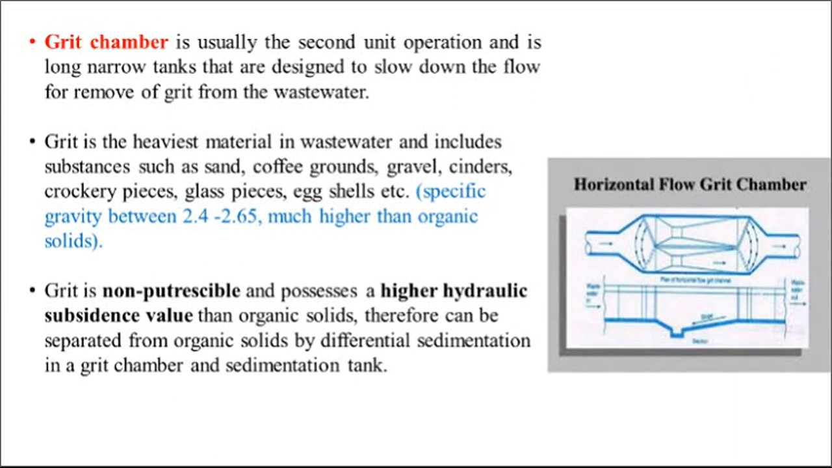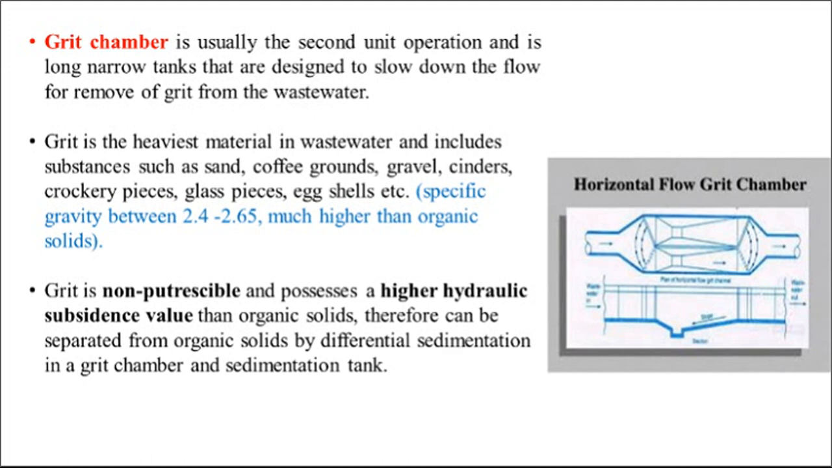After the screen, in a conventional sewage treatment plant, we have to provide the grit chamber. As we know, grit consists of inorganic materials, in that there may be sand, silt, clay, crockery pieces and so many other inorganic materials. So the grit chamber is usually the second unit operation and is a long narrow tank that is designed to slow down the flow for removal of grit from the sewage.